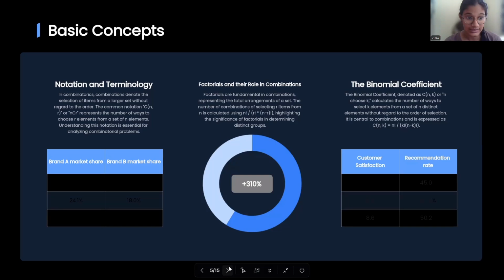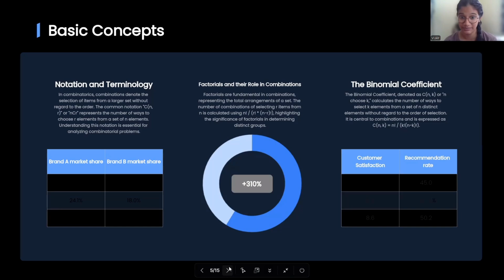Factorials and their role in combinations. Factorials are fundamental in combinations, representing the total arrangements of a set. The number of combinations of selecting r items from n is calculated using nCr equals n factorial divided by r factorial times (n minus r) factorial, highlighting the significance of factorials in determining distinct groups.